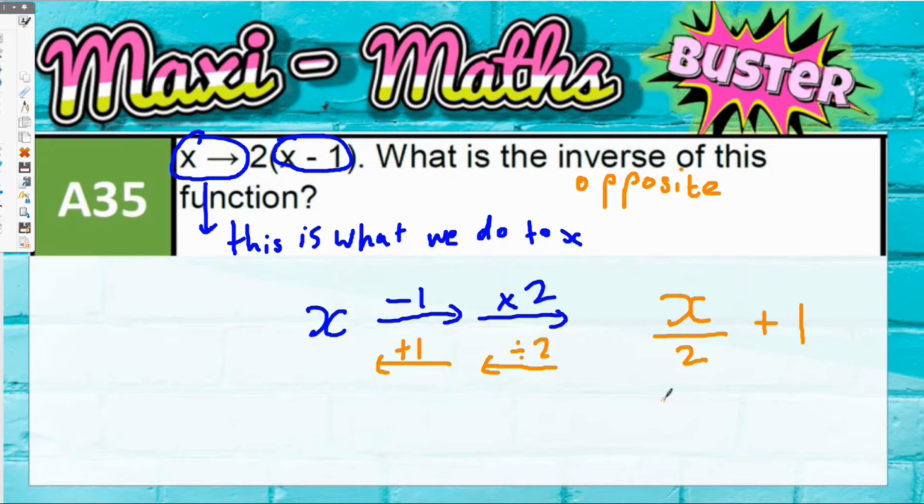So you could write it like that, or you could write it like this: x divided by two, add one. You don't actually need a bracket around the x divided by two, because you would actually do divide first. You want to be dividing by two first, but you do that first anyway, even according to the rules of BIDMAS, because divide comes before add. So that is a totally acceptable answer as well.